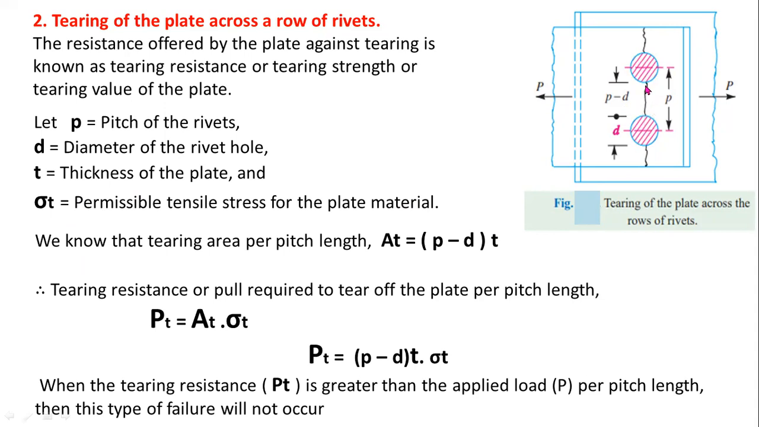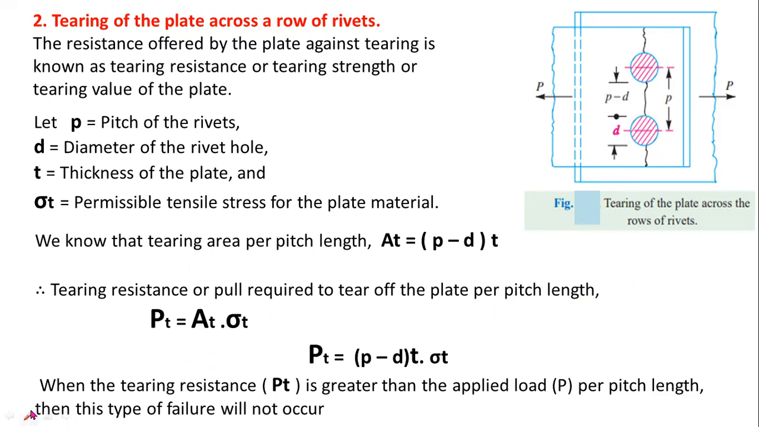Okay, from here to here, this is the tearing area. So you have to consider the tearing area (P minus d) length into thickness t. This is the tearing area per pitch length. Now, tearing resistance, or pull required to tear off the plate per pitch length, equals area into stress.